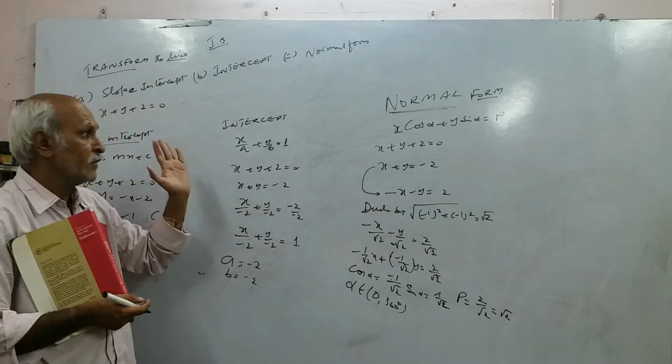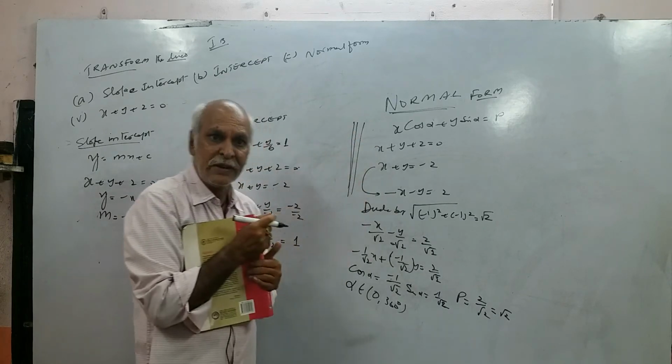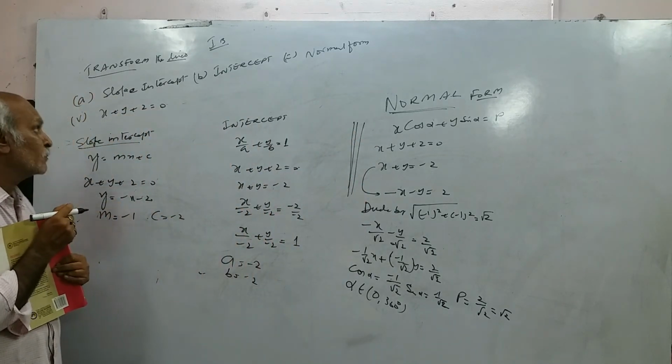Okay, there are 5 bits I have done. Particularly, the last 2 bits are very, very important. Okay, let us see the next problem.